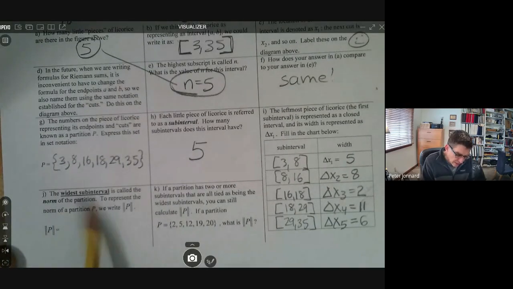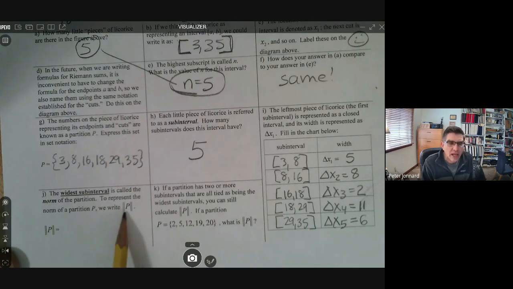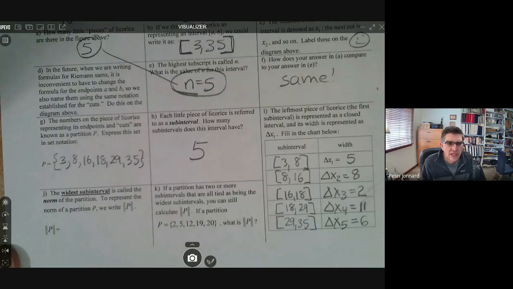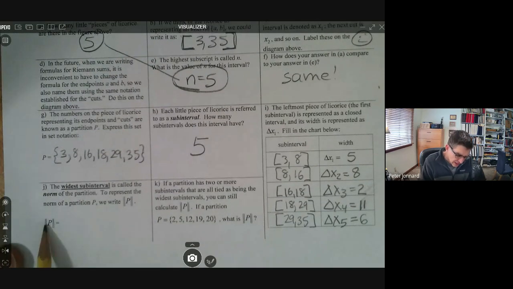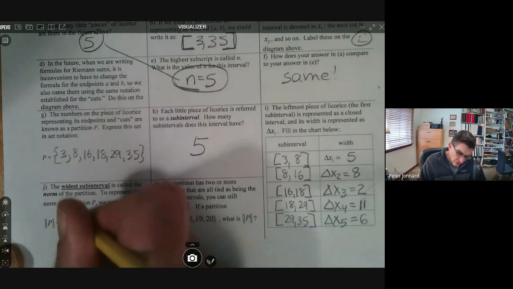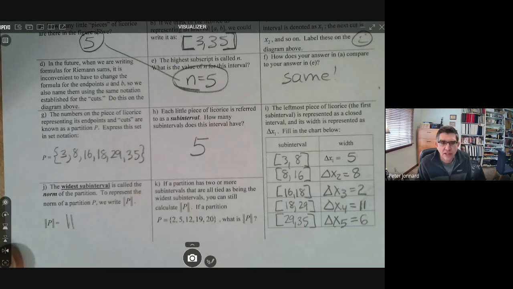Okay, the widest subinterval is called the norm of the partition, okay? To represent the norm of a partition, we write it, it looks like double absolute value bars, but please don't say double absolute value bars, it's just the norm. So that just means the width of the widest subinterval. So we just find the maximum of these values, and in this case, it would be 11. So the widest subinterval is 11 units.